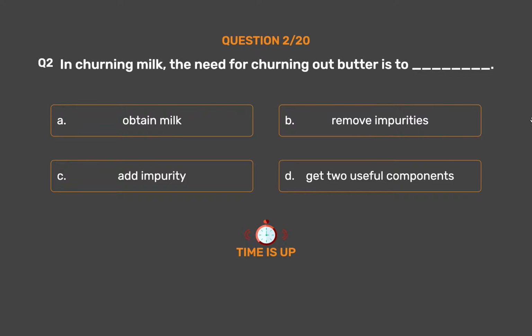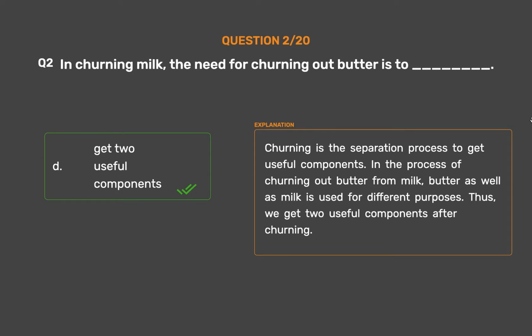The correct answer is Option D. Get two useful components. Churning is the separation process to get useful components. In the process of churning out butter from milk, butter as well as milk is used for different purposes. Thus, we get two useful components after churning.